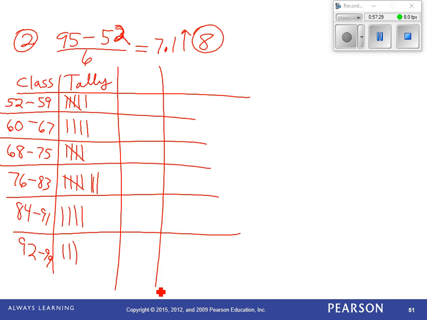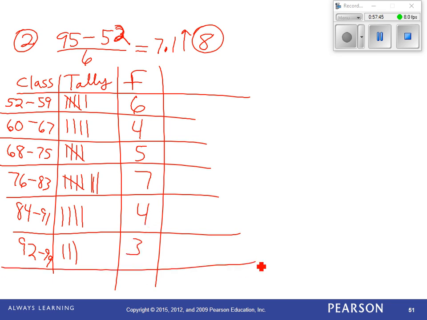That's probably quicker than sorting them out, isn't it? As long as you don't get distracted. Frequency, how many in this first one? Six. Next one? 4, 5, 7, 4, 3. Those should all total up, how many total numbers did we have? I got 29 on my stuff. 29.